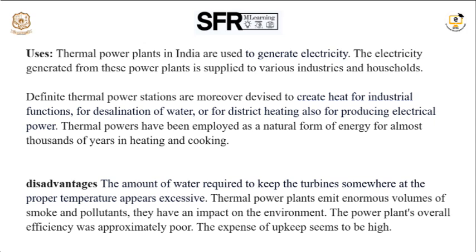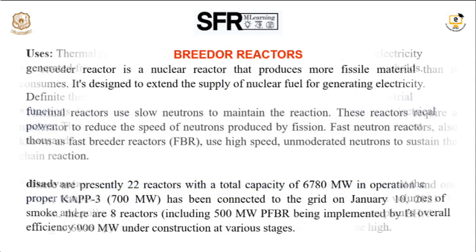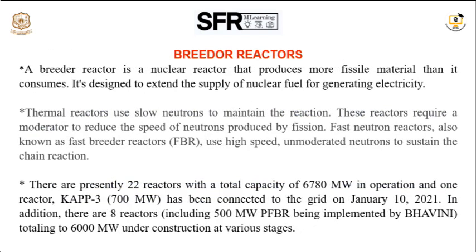The amount of water required to keep the turbine at the proper temperature appears excessive. Thermal power plants emit enormous volumes of smoke and pollutants. They have an impact on the environment. The power plant's overall efficiency is relatively poor. The expense of upkeep seems to be high. So, its impact on environment is a main reason.